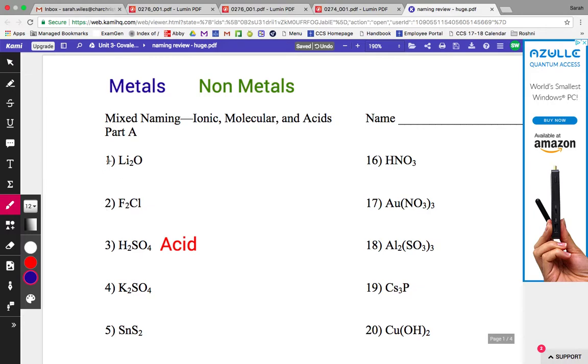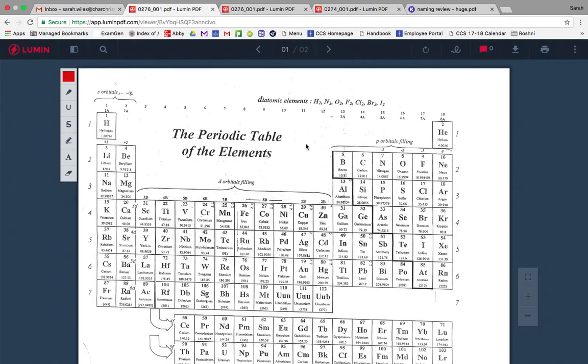So, number 1, Li2O. It has 2 capital letters, L and O. L goes with i, so that's lithium. O is oxygen. You're going to go to your periodic table. Now, when you are on your periodic table, we have talked about the metalloids and the staircase. For naming purposes, that staircase is going to become a hard and fast rule. Everything to the left of the staircase, except for hydrogen, is going to be a metal.